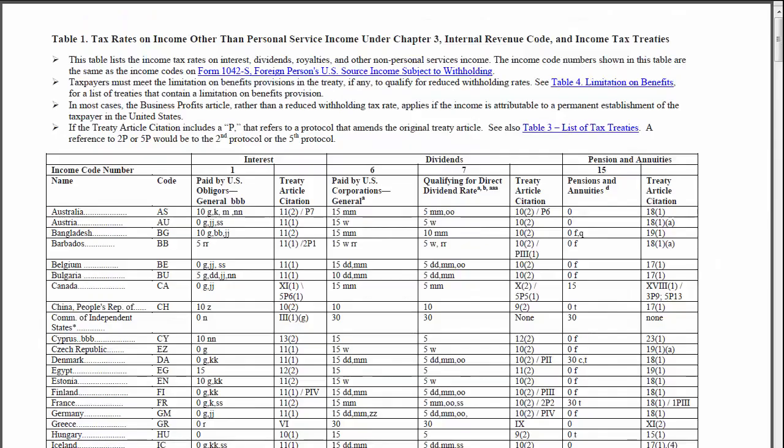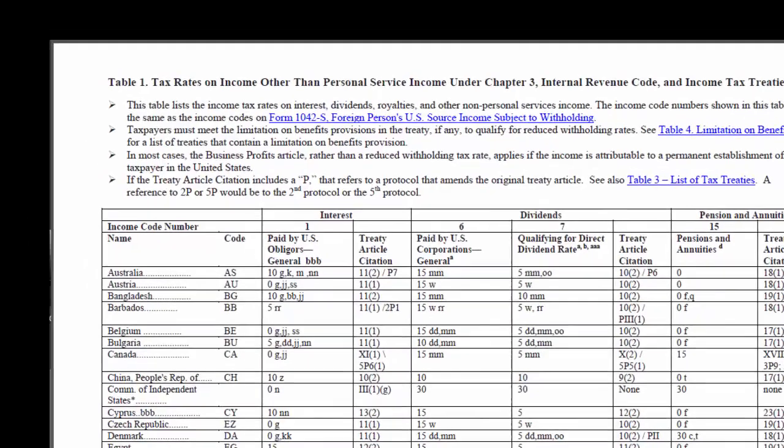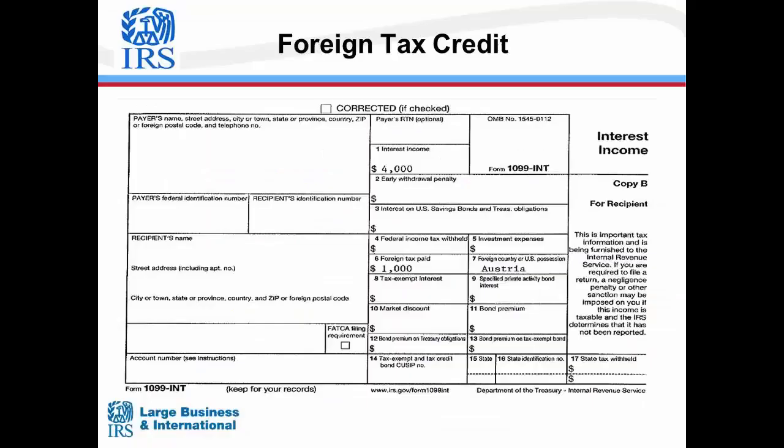So we go to Table 1 and find the line in the table for Austria. Instead of looking at the dividends column, we now look at the interest column. In this instance, the treaty rate for tax withholding on interest is 0. This means the amount shown in Box 6 should be 0, because under the tax treaty with Austria, you have no legal liability to pay any foreign tax on the interest income earned in that country. Consequently, none of the $1,000 shown in Box 6 can be claimed as a foreign tax credit. We strongly recommend that you visit the IRS.gov website and review the actual treaty with the specific foreign country.